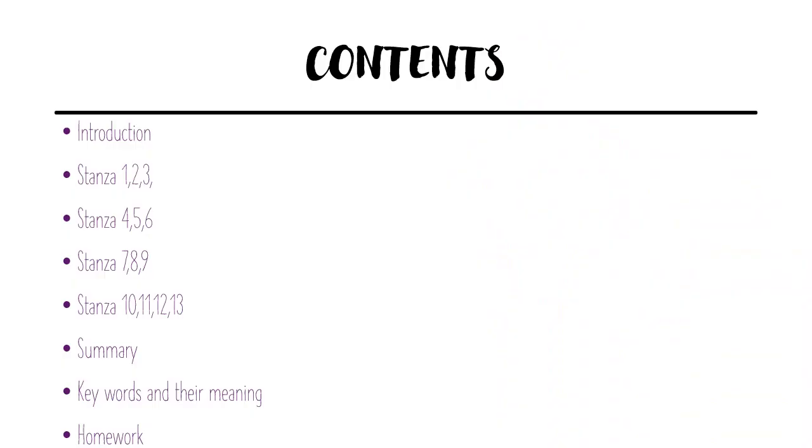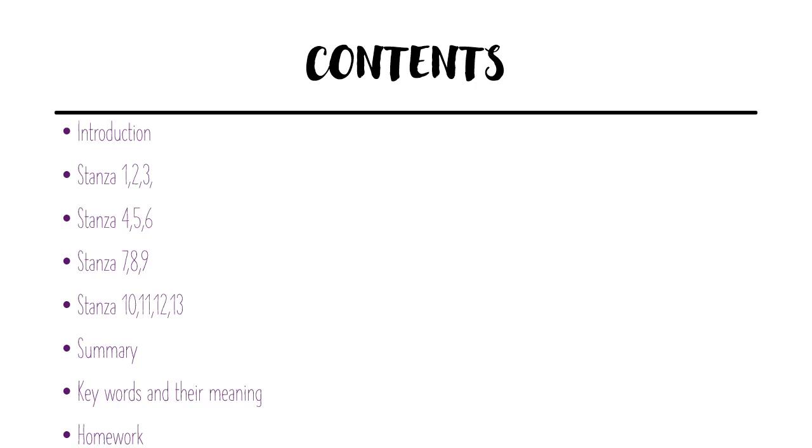The contents that will be covered in this video lecture. First, I'll give you an introduction of the poem. What is the poem all about? The dad and the cat and the tree. I think with the name you can just understand there's a dad, a cat and a tree, of course.